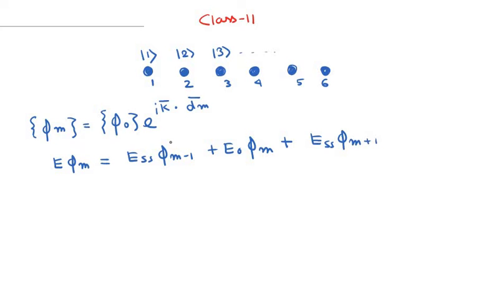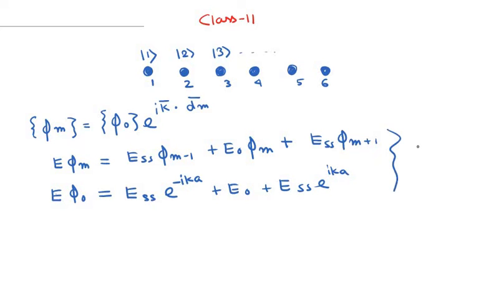And then if we plug this into all this, we will ultimately get an equation of the form E phi 0, where phi 0 is this constant over here, equals to E SS e to the power minus i k a plus E0 plus E SS e to the power i k a. So this is for a one-dimensional lattice.